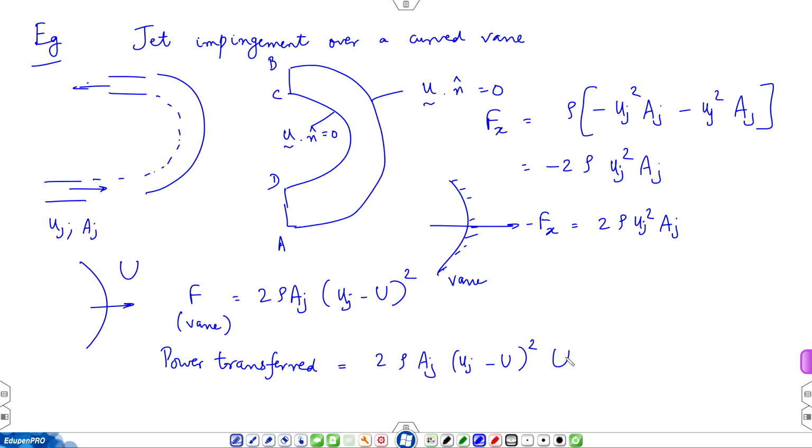So, the next question is, of course, if your goal is to use this vane in a device like a hydraulic turbine. So, you have a jet. Now, how do you create this jet of water? We will look at some examples in the energy equation part of the syllabus.